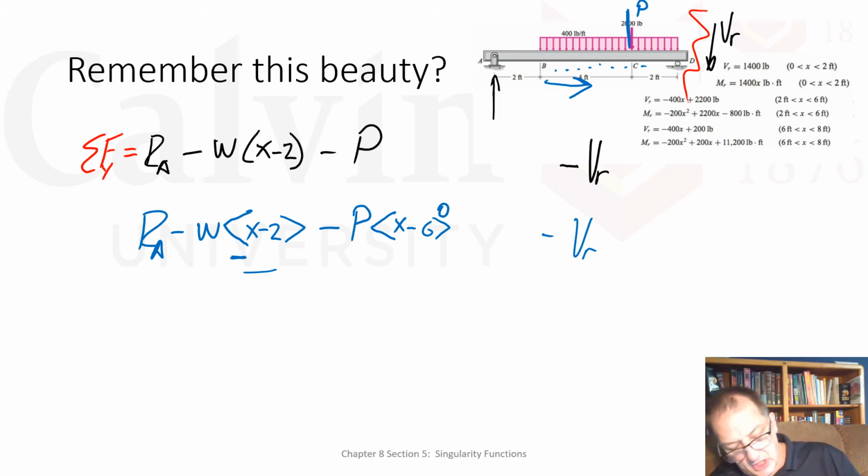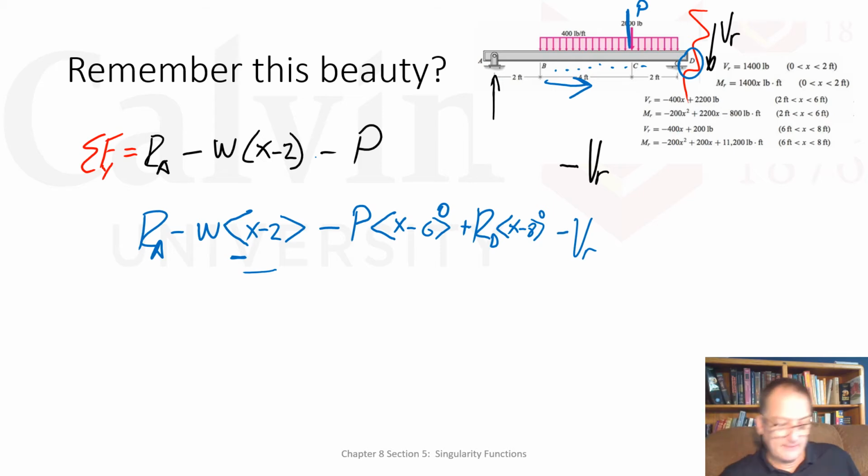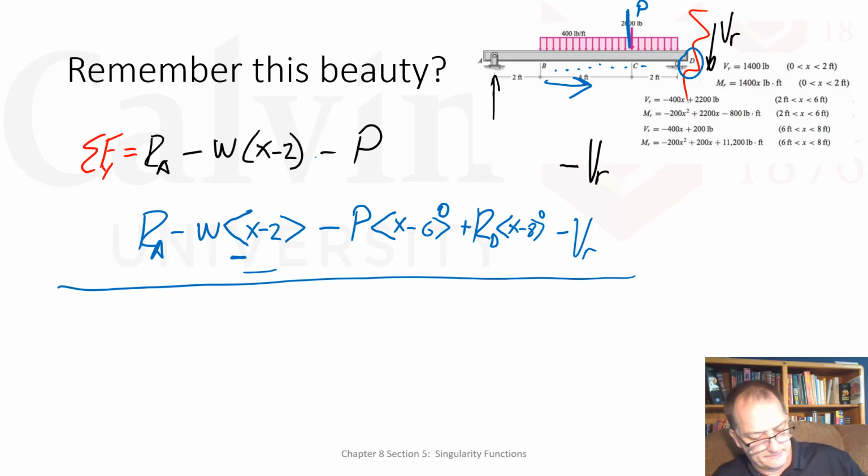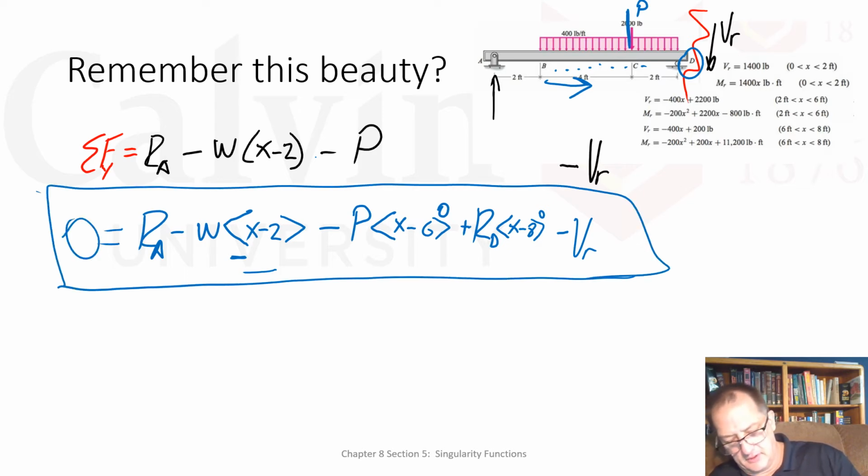And I could keep going. I could add plus a reaction force at, well, this is A, B, C. Oh, it's even right there. Plus a reaction force at D times x minus 8 quantity to the 0th. That's a singularity function. And now in one equation, I can look at anywhere on that beam.